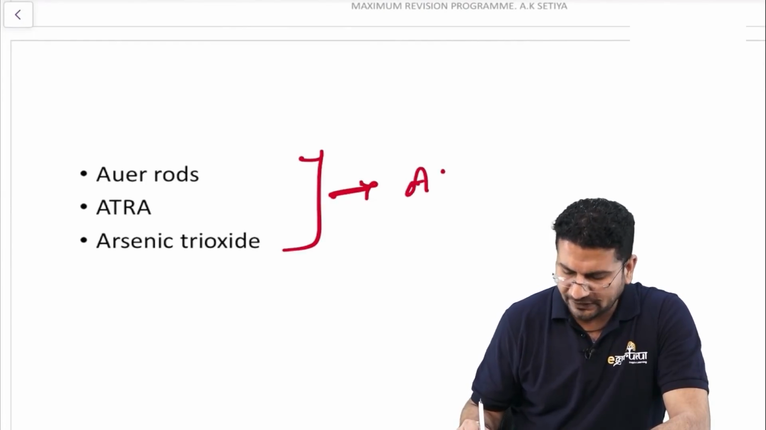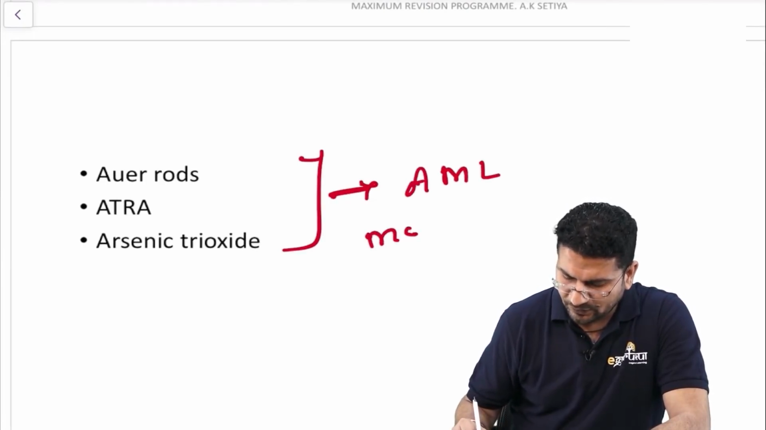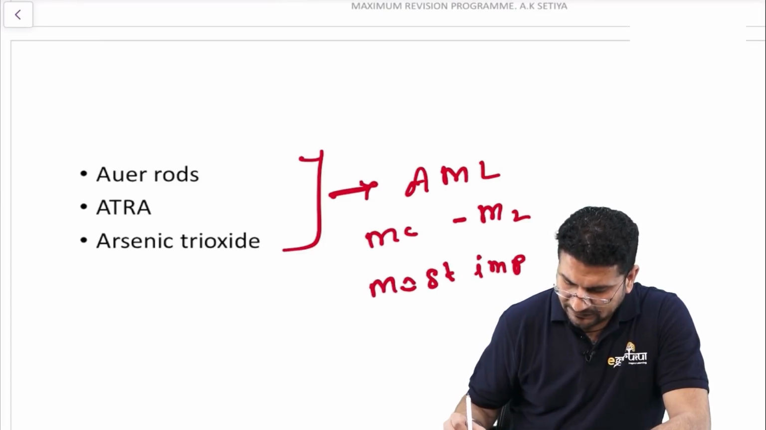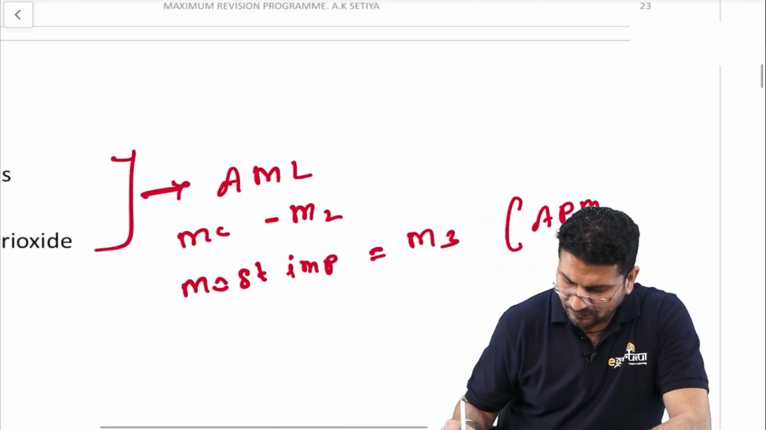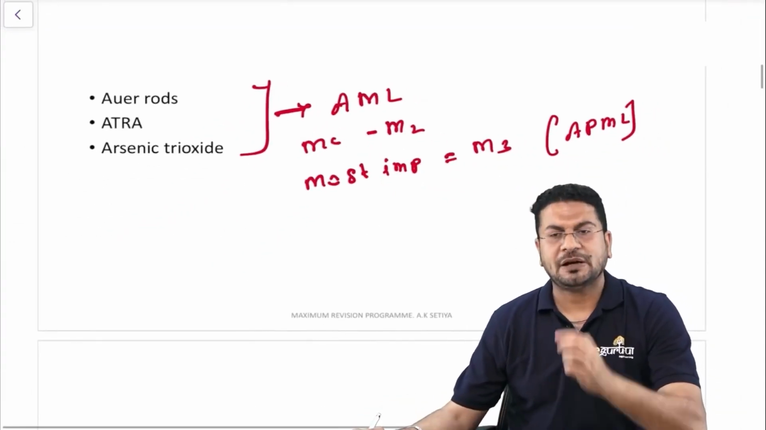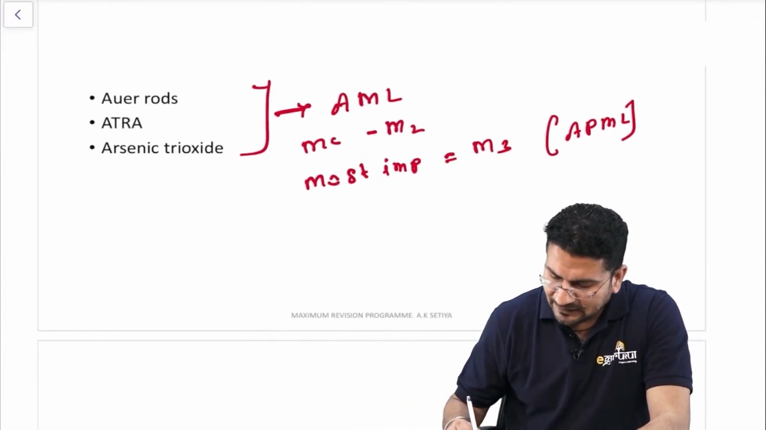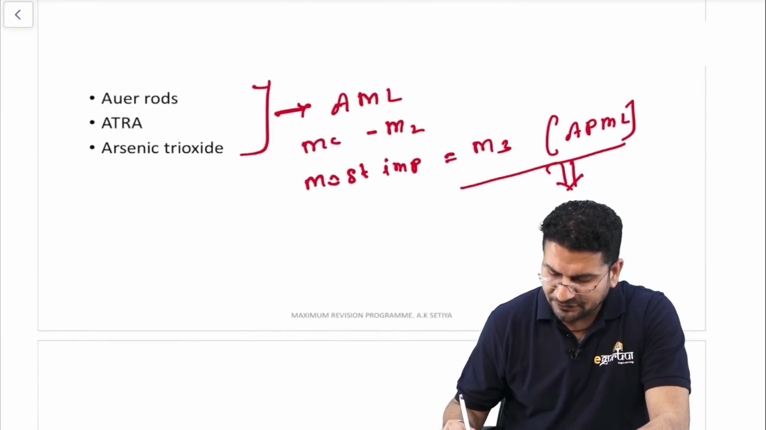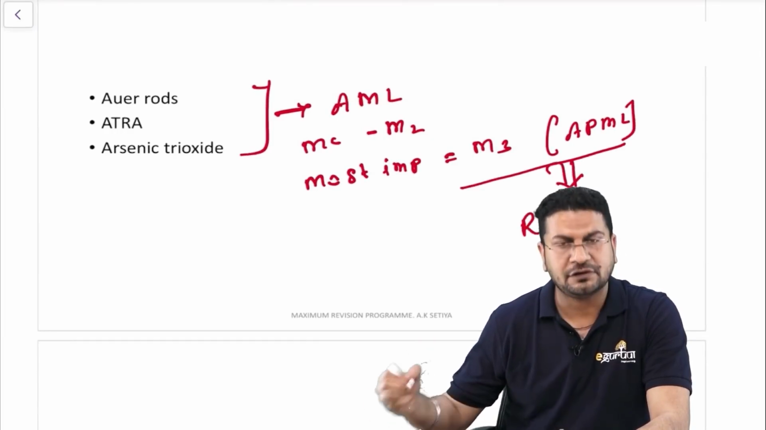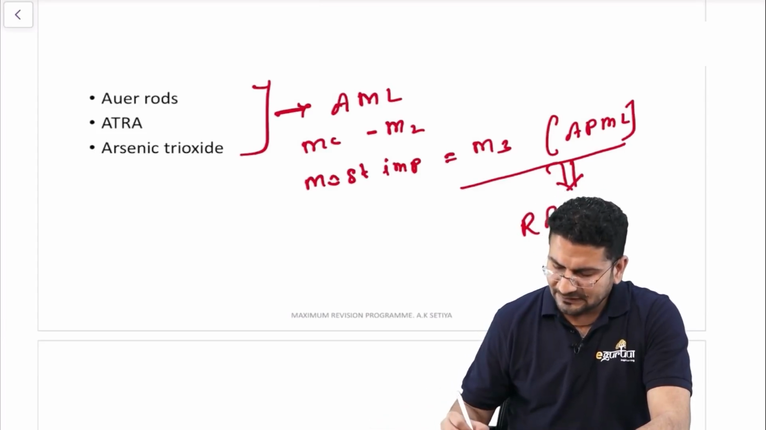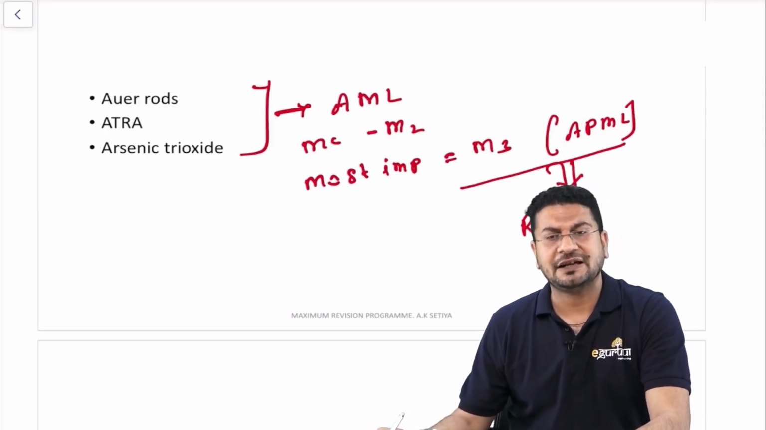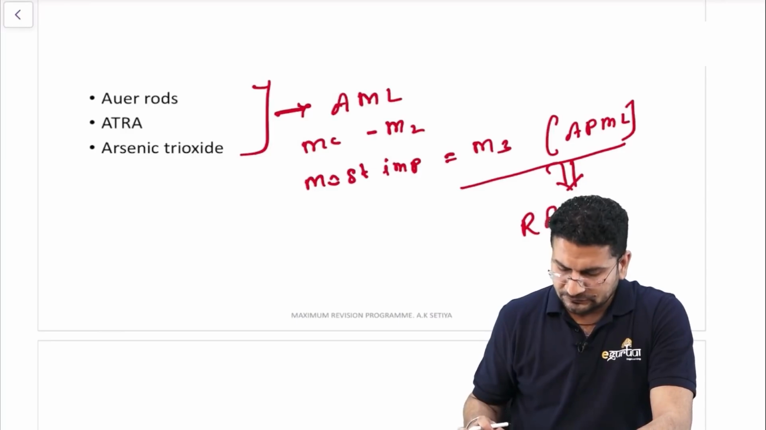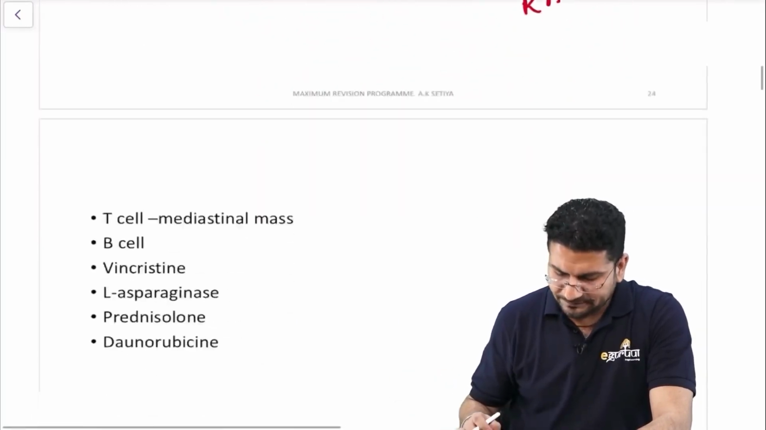Auer rods, all-trans retinoic acid, arsenic trioxide, these are used in the treatment. So these are MCQs for your AML. Remember, in AML, the most common type is M2. But the most important type you will see, we call this M3. M3 is APML, acute promyelocytic leukemia. If I say APML or M3 type, this occurs due to an RAR gene mutation. RAR is your retinoic acid receptor. And this RAR gene mutation is seen, so that's why we use all-trans retinoic acid as a treatment. Maximum Auer rods you will see in the M3 type.